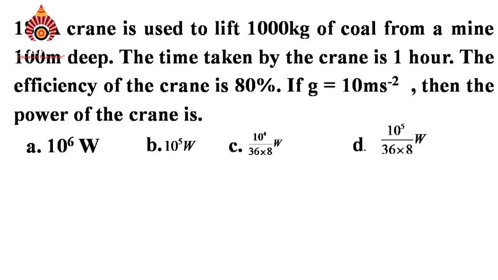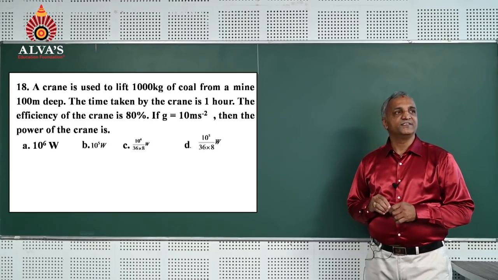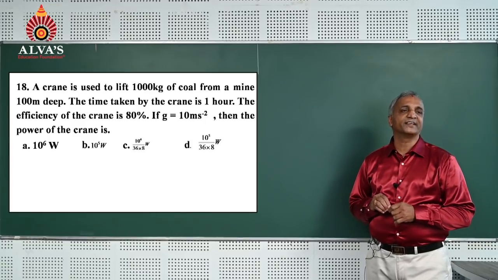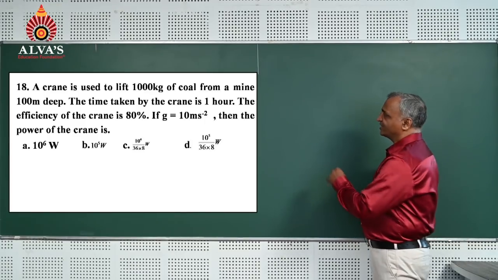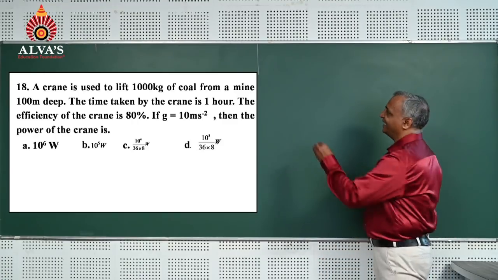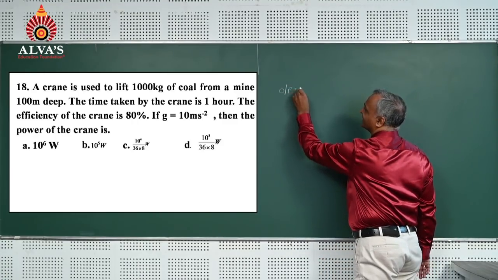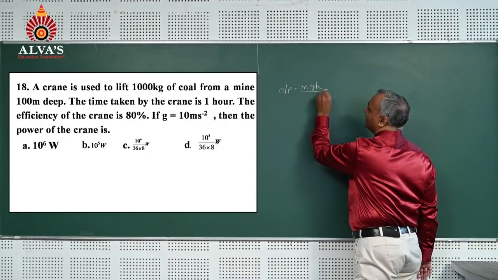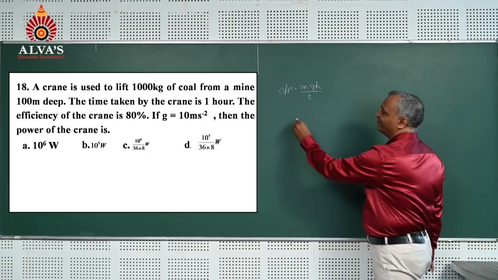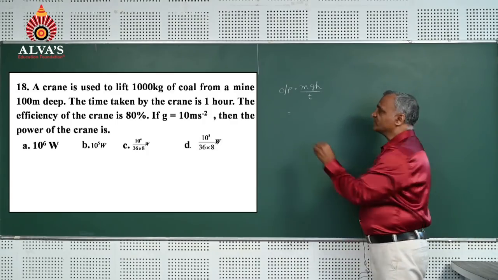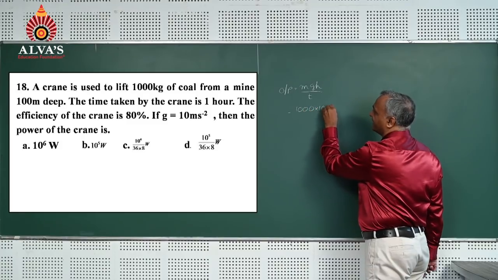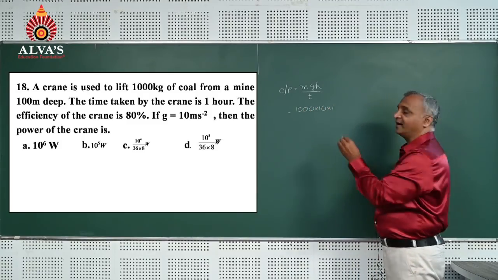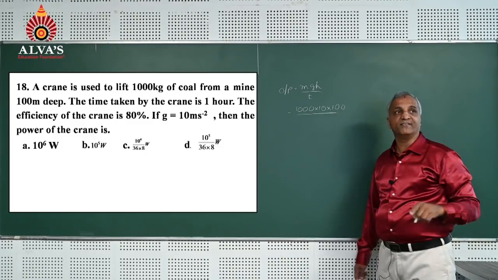Question number 18. A crane is used to lift 1000 kg of coal from a mine 100 meter deep. The time taken by the crane is 1 hour. The efficiency of the crane is 80%. If g is equal to 10 meter per second square, then the power of the crane is. So actually, the work done by the crane is nothing but output from the crane. That is nothing but m g h divided by the time. M is given, it is 1000 kg, g is 10, and it has to lift from 100 meter deep, divided by, in 1 hour it is given.